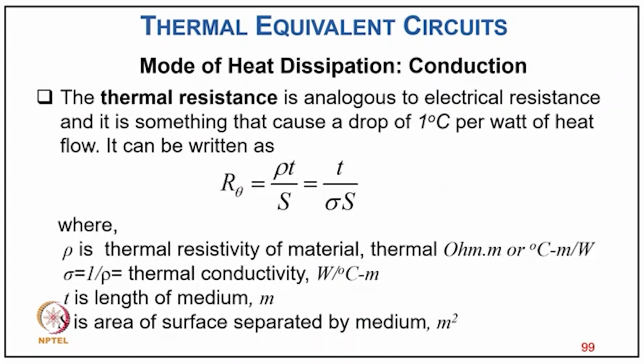Thermal resistance is analogous to electrical resistance, and it causes a drop of 1 degree Celsius per watt of heat flow. It can be written as R theta equal to rho T upon S, or T divided by sigma S, where rho is the thermal resistivity of the material in degree Celsius meter per watt, and sigma is 1 upon rho, that is the thermal conductivity in watt per degree Celsius meter. T is the length of the medium in meter, and S is the area of the surface separated by the medium, in meter square.